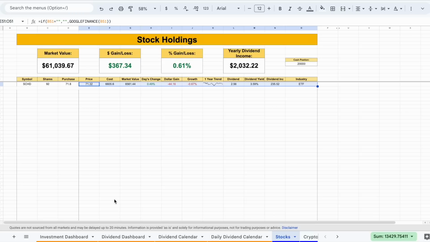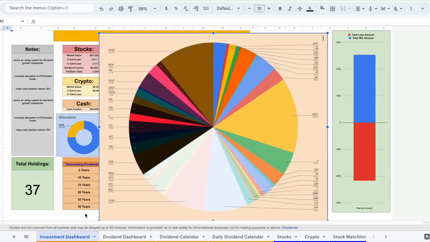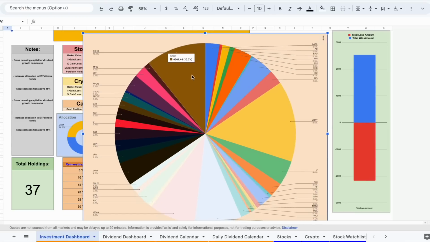So let's go ahead and see what some of the changes look like. And the first two things that I am going to point out is if we go ahead and blow this up, you can see SCHD now takes up 10.7% of my personal dividend portfolio. So this was definitely a major position. The only larger position I have than this is Microsoft, which makes up about 14.5% of my dividend portfolio.